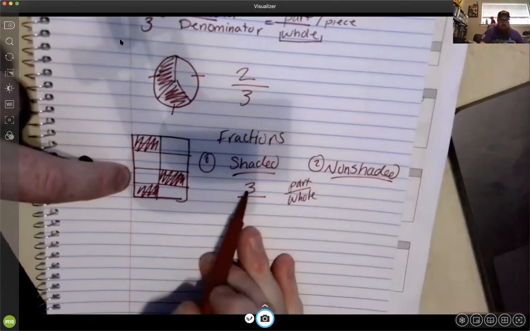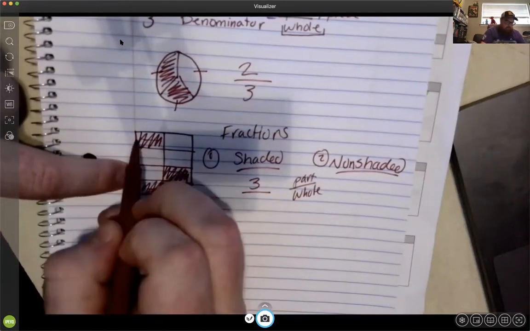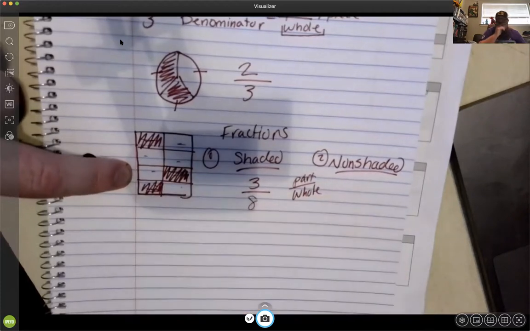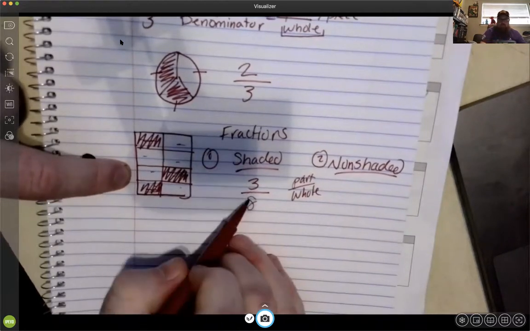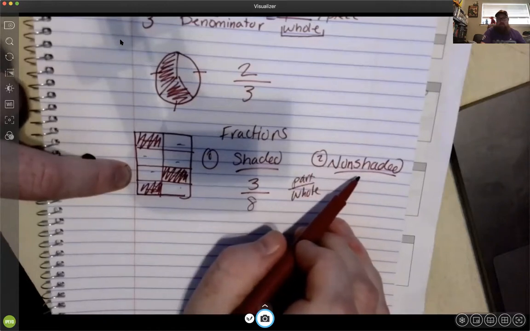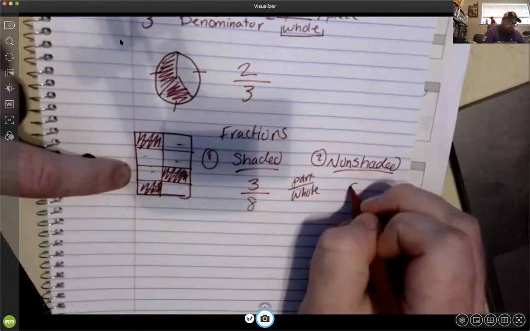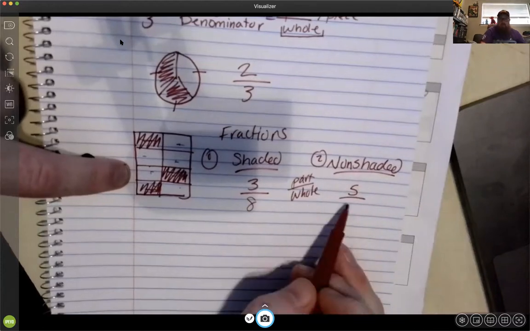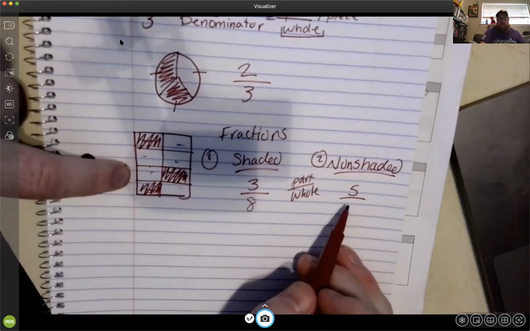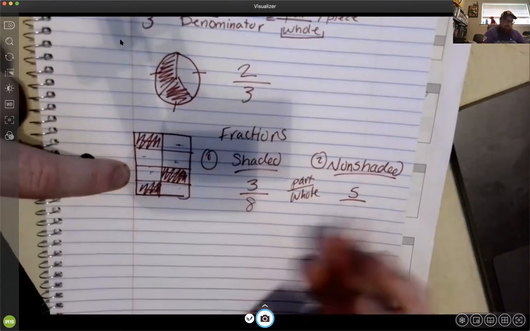That 3 is our part. Then we look at how many pieces are in the picture. So we have 1, 2, 3, 4, 5, 6, 7, 8. So our fraction would be 3/8. Then if you look at our non-shaded portion, now we're going to look at which pictures are just normal. And we have 1, 2, 3, 4, 5. And then as our whole, how many pictures still make up the entire thing? How many squares are in our picture? And that's still 8.